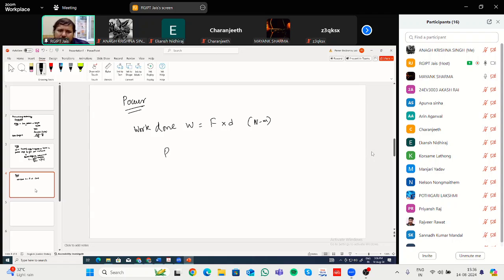So the power will be in unit time. That means the work divided by time, or the force multiplied by displacement divided by time. Now, can we rewrite this?